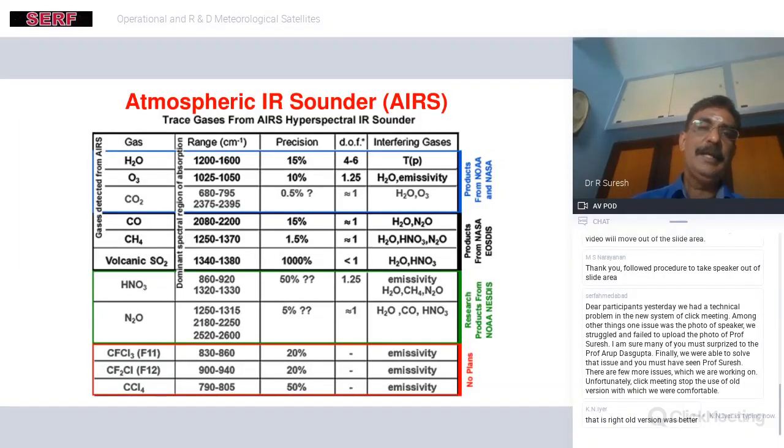So the AIRS, atmospheric IR sounder, has different channels that have been listed over here. What are all the specific gases which are usable, and what are the wavelengths? And here the wave number has been given, not the wavelength. What is the precision, and what is the degree of freedom?